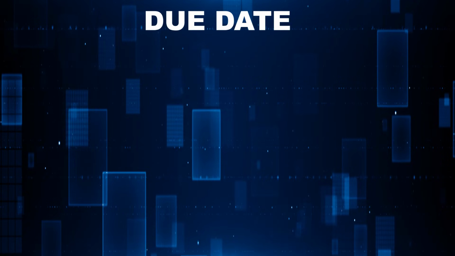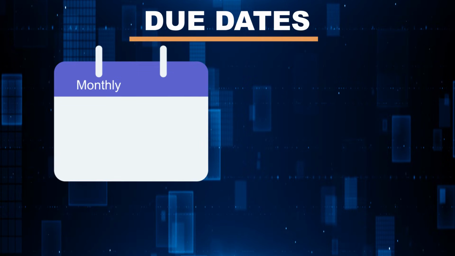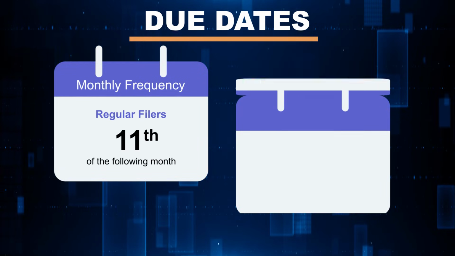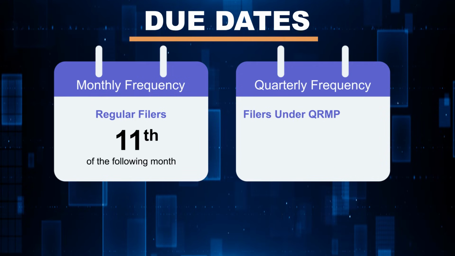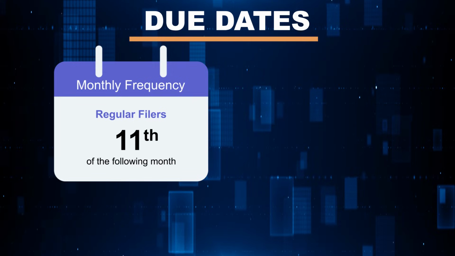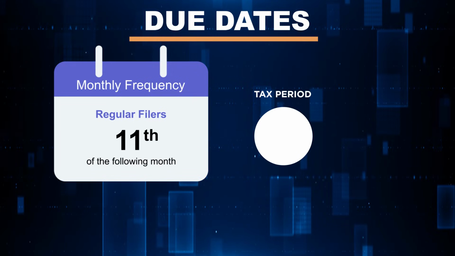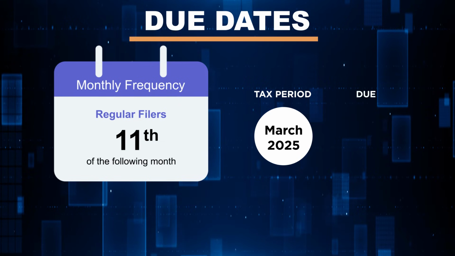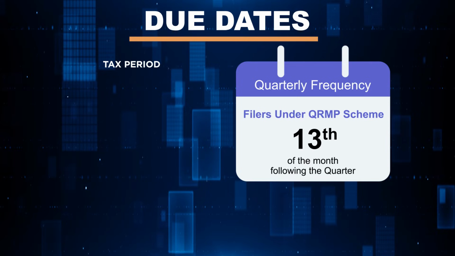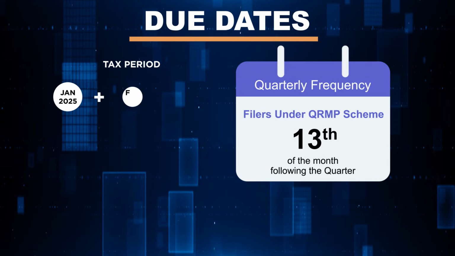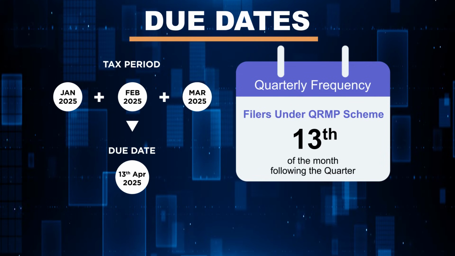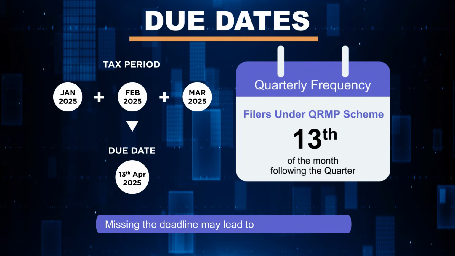The due dates for filing GSTR-1 depend on your filing frequency. For monthly filers, the return is due by the 11th of the following month. If you're filing quarterly, meaning under the QRMP scheme, it's due by the 13th of the month after the quarter ends. For example, the GSTR-1 for the month of March 2025 will be filed on 11th April 2025. And for QRMP taxpayers, the quarterly return for January to March 2025 needs to be filed by 13th April 2025. Missing the deadline may lead to additional penalties.